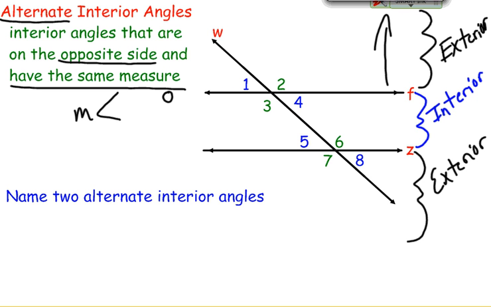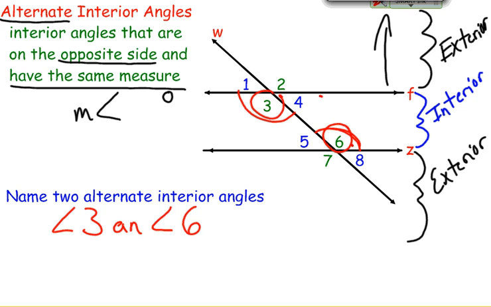If I'm looking at the inside, I'm going to start with angle 3. Angle 3, we see it's an obtuse angle. Now I want to compare it. I'm going to go to the opposite side, so I'm not staying up here on this side. I'm going to this side, and it has to have the same measure, so it's going to have to be that obtuse angle. And so right here, I'm going to say that angle 3 and angle 6 are alternate interior angles. So one set is 3 and 6. Now that you figured that, go ahead and name the other pair.